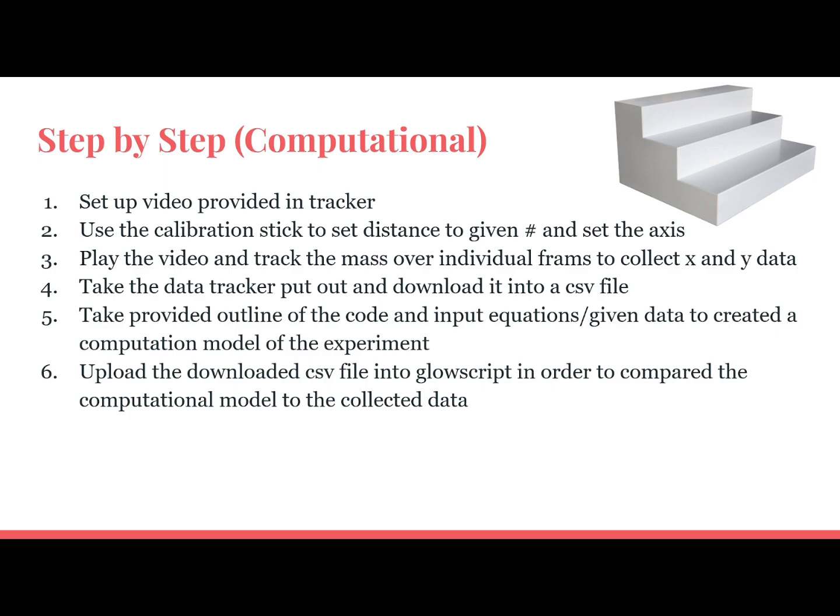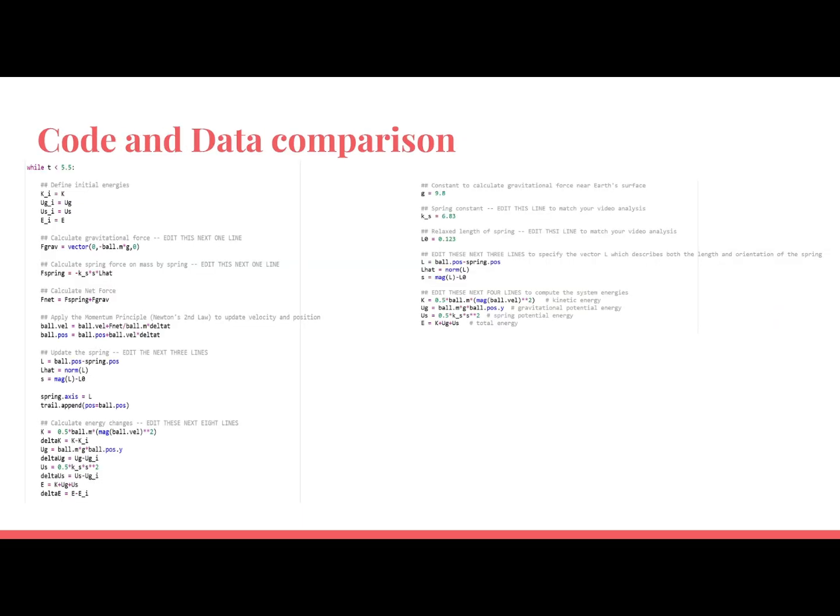Like I said, we take the provided outline of the code and input equations and given data to create a computational model of the experiment. Then we uploaded that CSV file into GlowScript, and compared the two separate things, the real data and the computational data.